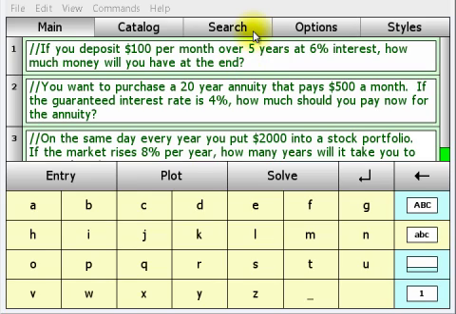Welcome to your online source for calculator tutorials. In this tutorial, we will calculate problems involving annuities using the finance command. Let's take a look at our first problem.